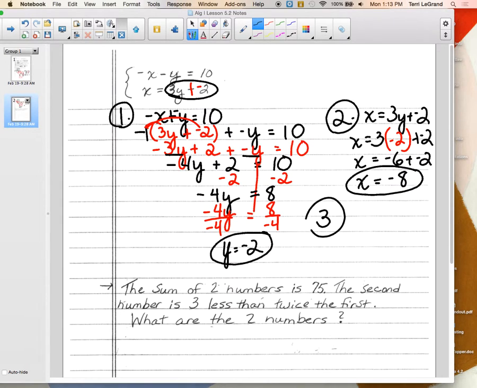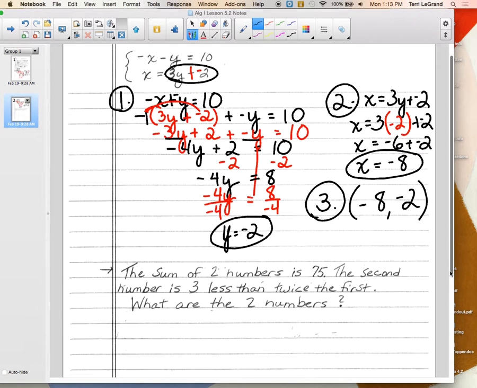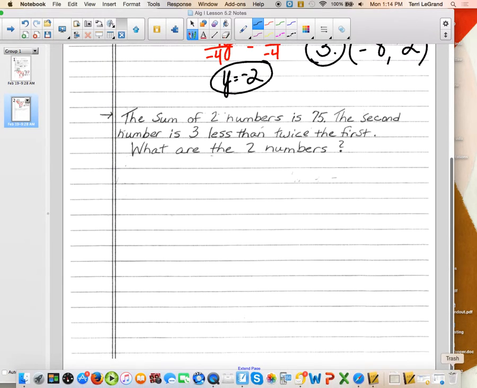Step number 3, write it as an ordered pair. Okay, what is it? Negative 8, negative 2. X comes first in the ordered pair, followed by the y. So for those of you who didn't like graphing, maybe you're going to be happy we finally figured out how to do it algebraically. Or maybe not. Any questions on this one? Any part you're not understanding? No. Okay, then let's go where we have to set up our own system of equations again.